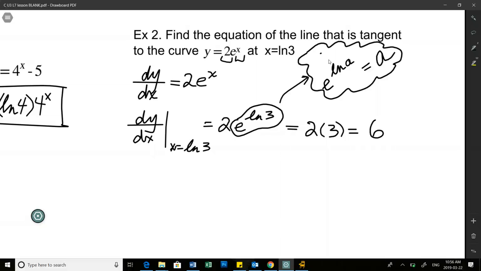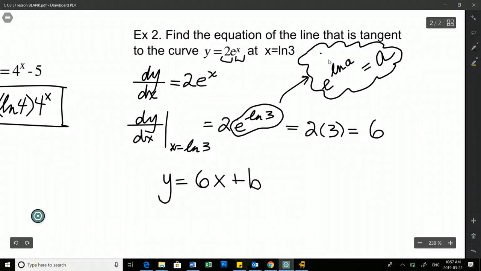Okay, there's my slope of my tangent. So far I know this. I need to find my b value. Now the interesting thing about this is that I actually don't have to calculate the y coordinate for the point on the original function y equals 2 to the x because I already calculated the value at ln 3 and the derivative and the function are the same.